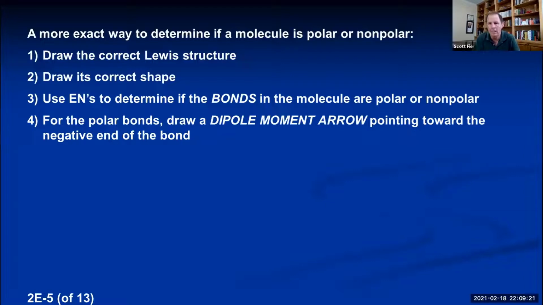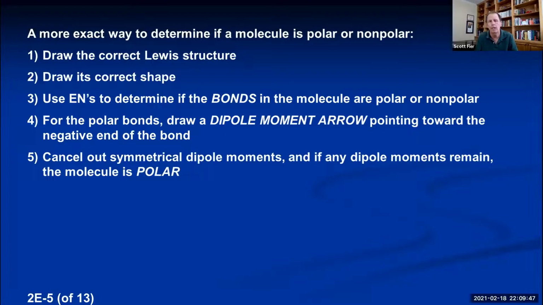Now, once we've drawn all these dipole moment arrows in our molecule, you're going to see, can I cancel out vectors? And this is the one thing about vectors we're going to learn. How can you show vectors canceling out? You'll cancel out as many sets of vectors as you can, and then at the very end, you're going to look and see if there are any dipole moment arrows left over. If the molecule has extra dipole moment arrows left over, it's polar, but if they all cancel out, it's nonpolar. So we're going to cancel out symmetrical dipole moments, and if any dipole moments remain at the end, the molecule will be considered polar. And we'll do a number of examples of this to show you how this works.